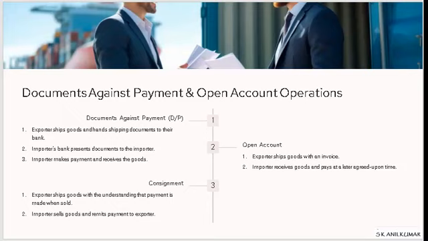What is documents against payment? In documents against payment, the exporter ships the goods and hands the shipping documents to their bank. The importer's bank, also called the collecting or presenting bank, presents the documents to the importer. The importer makes the payment, collects the documents, and thereafter collects the goods. That is DP. If it is DA, the importer collects the documents against an undertaking to pay on the due date, and on the due date the importer will pay.